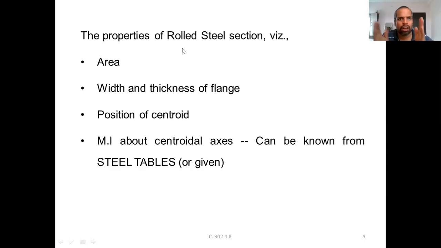With all available plates, we have to manufacture the built-up sections. That is a completely different thing, so we don't need that. Area, width and thickness of flange, position of centroid, and moment of inertia about the centroidal axis can be known from the steel tables. If the moment of inertia is already available, what do we have to do?